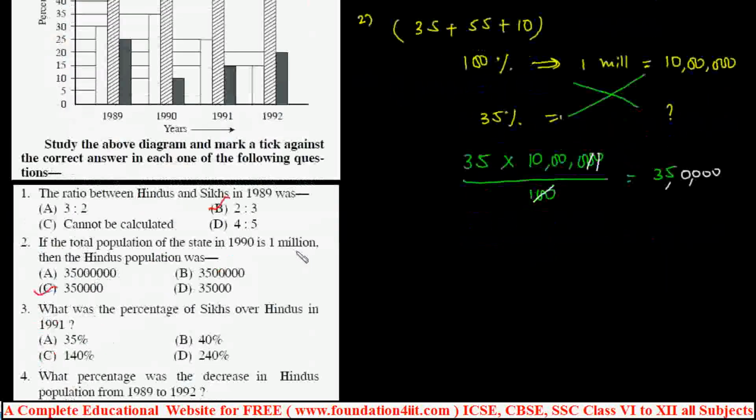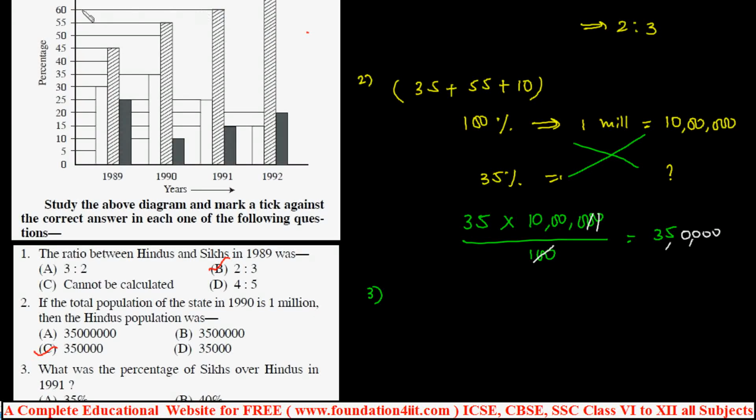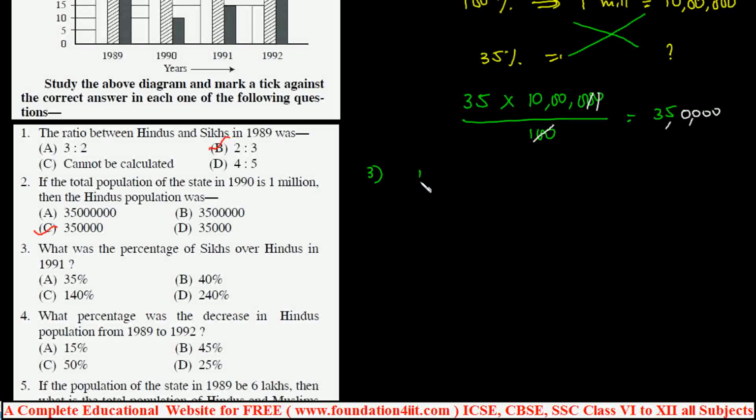Now next one. What was the percentage of Sikhs over Hindus in 1991? Same in this, Hindus in 1991, that is Hindus is 25%. Okay, and Sikh is 60%. We discussed this, the 60%. So 25 and 60. So Hindus is equal to 25% and Sikh is 60%.